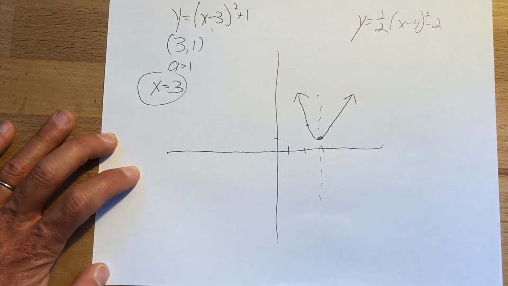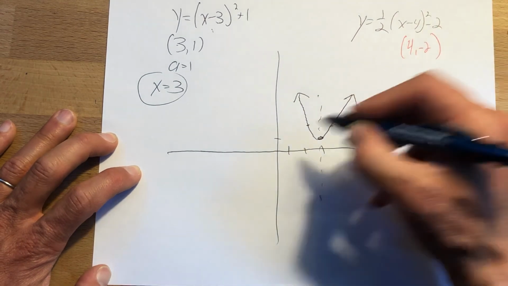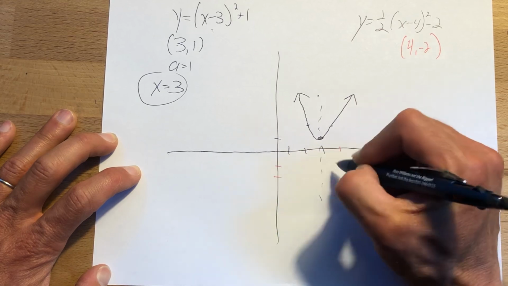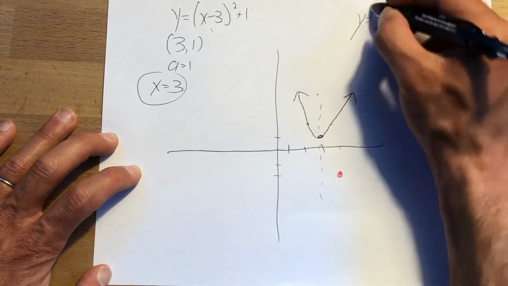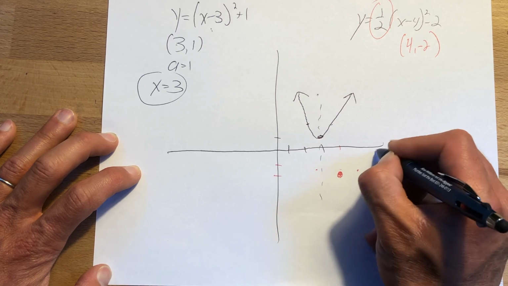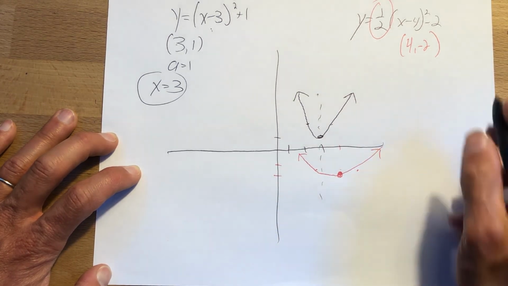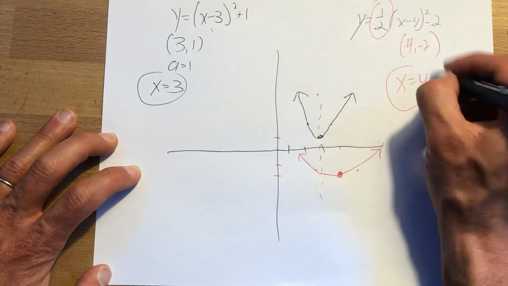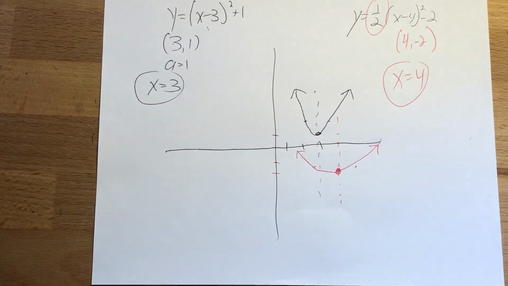This is for that. The last one, your vertex is 4, negative 2. 4 and negative 2. Now, your shape is 1/2, so you're going to go up 1/2 and over 1. Up 1/2 and over 1. There it is. Your axis of symmetry is x equals 4 right here. And that, ladies and gentlemen, is the test explanations.